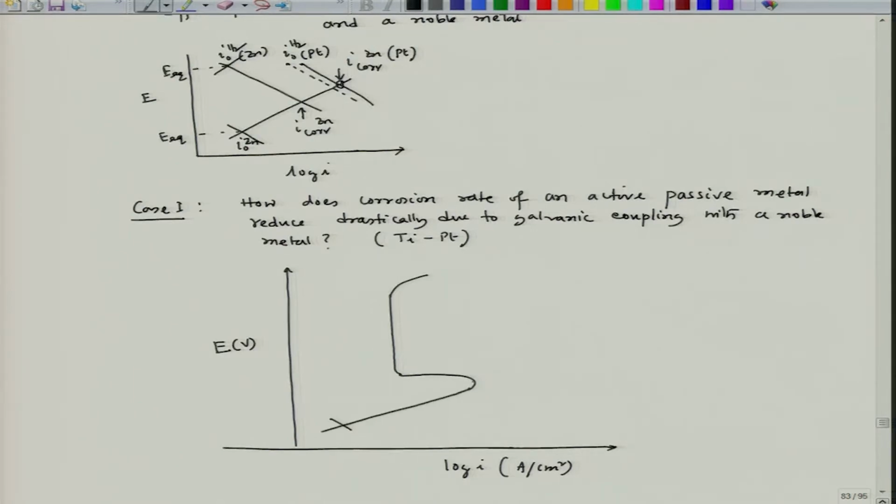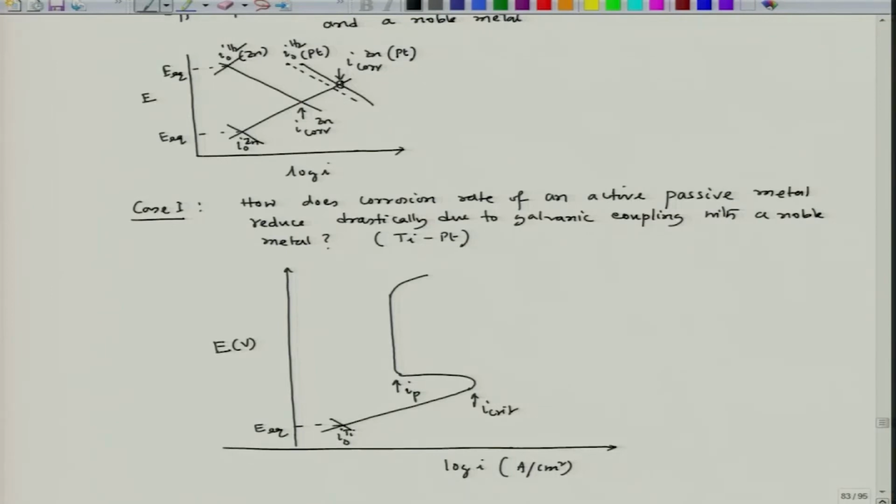Fine. So, that means we have I passive, sorry, this is I critical, and this becomes my I passive, and these are the corresponding equilibrium voltage for titanium. This is I 0 titanium on titanium surface, and let us say this titanium is showing passivity in an acid medium, and the hydrogen evolution reaction becomes my cathodic reaction.